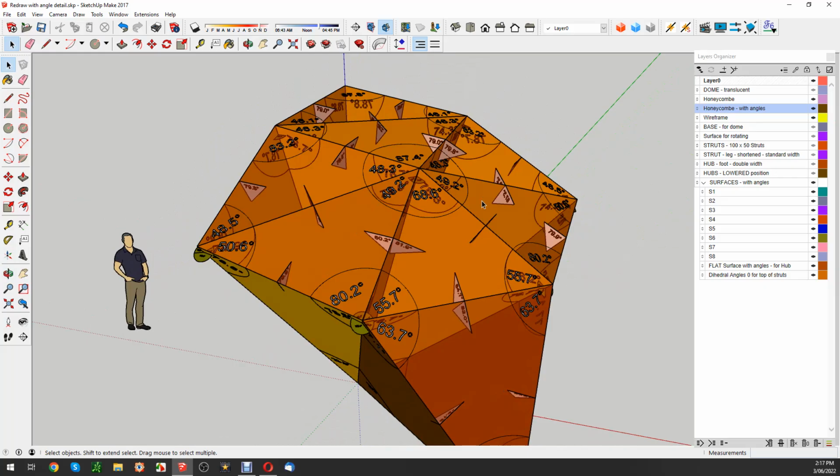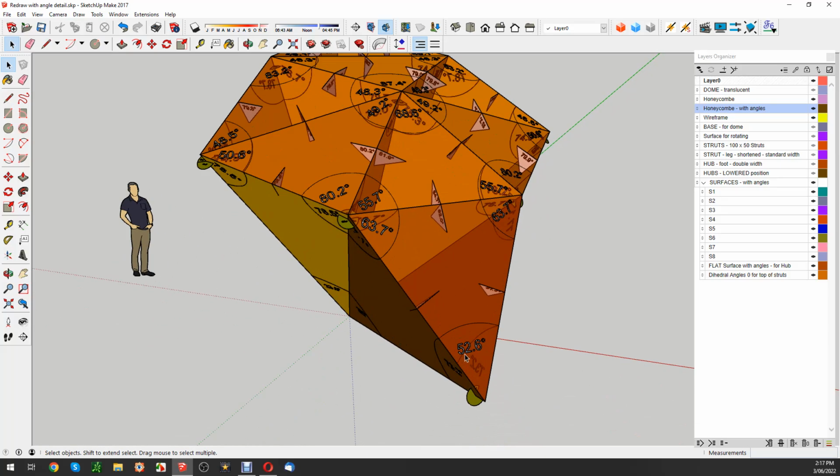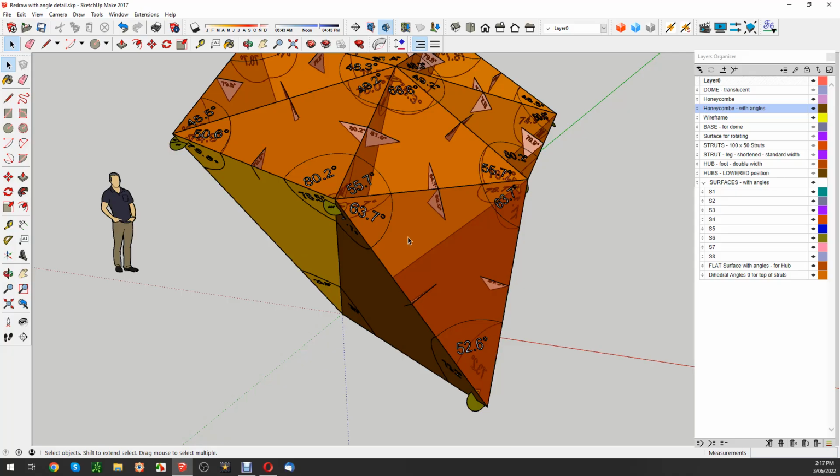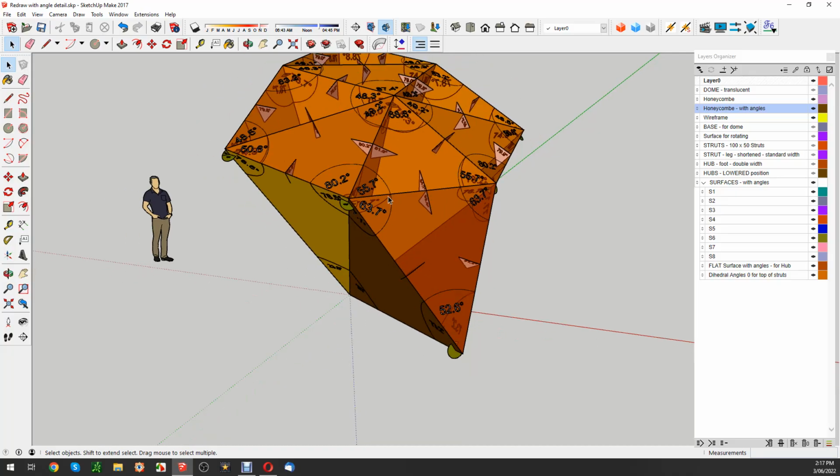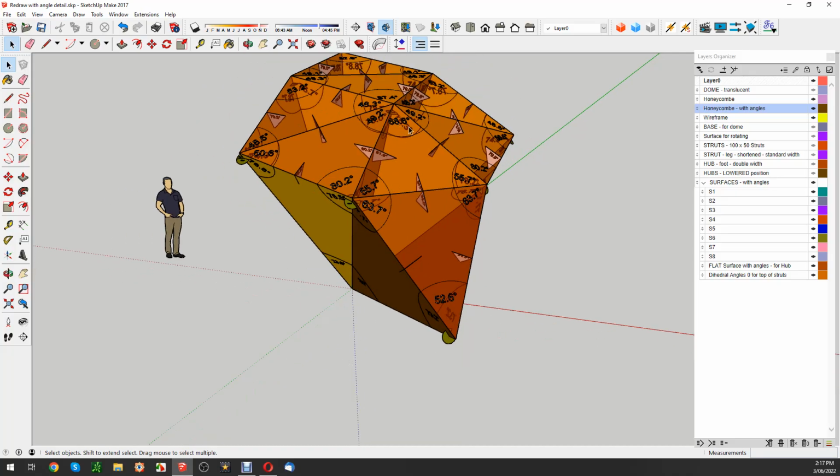I'm sure people that have made successful domes in the past haven't worried about all these angles. Fantastic. Congratulations. However, I'm trying to create a resource for this particular dome that has all these angles that may be used in different circumstances. Could I get away with a lot less information? Hell yes, of course you could.